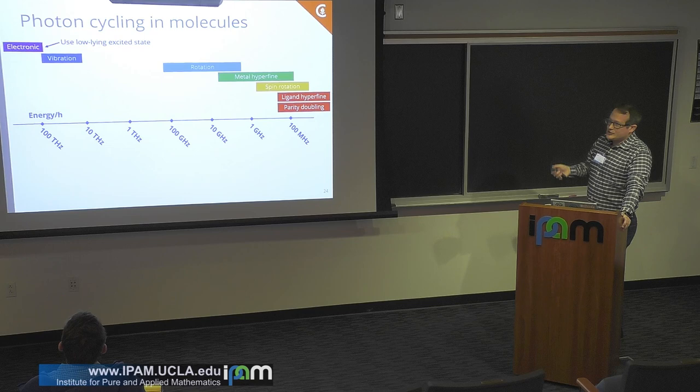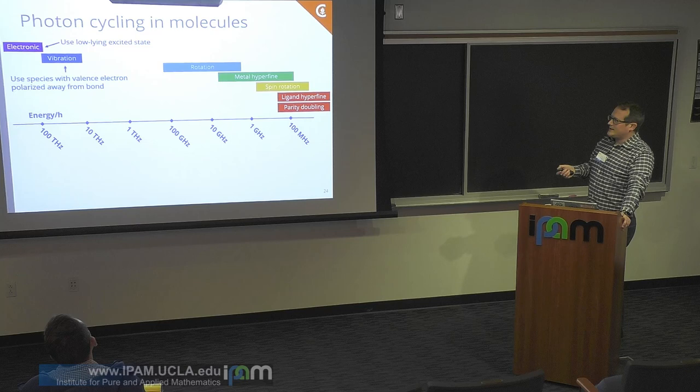Right. So for electronic: use a low-lying excited state for vibration. Find a species where the valence electron is polarized away from the bond. Great. So now, what about these?